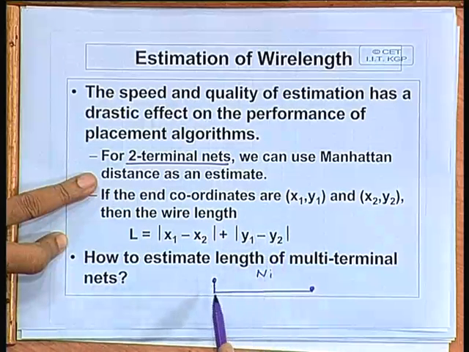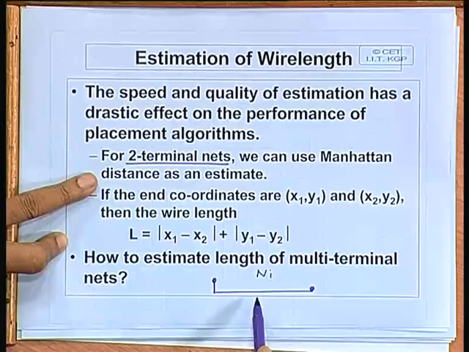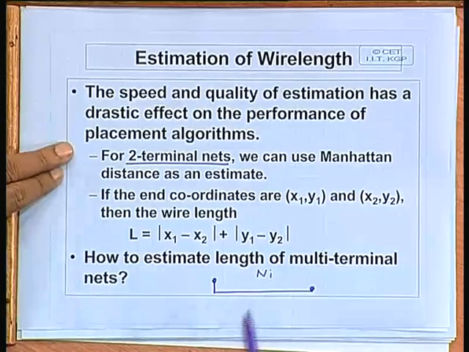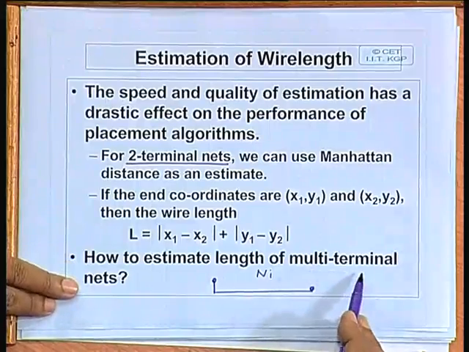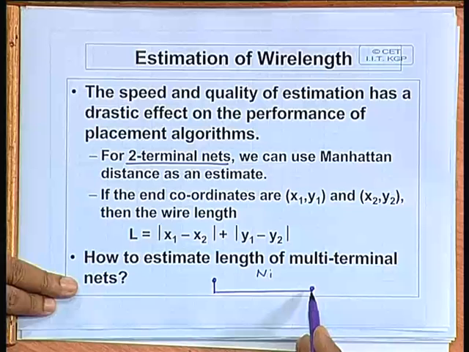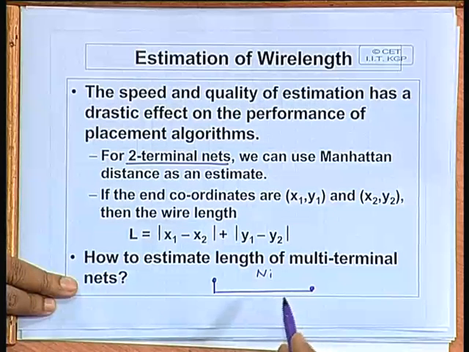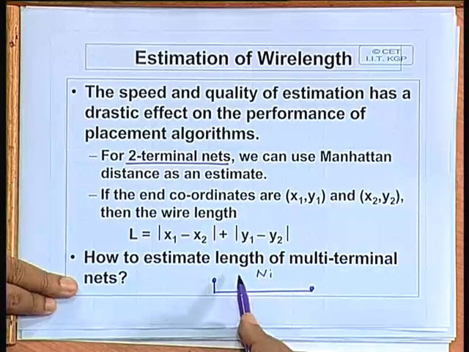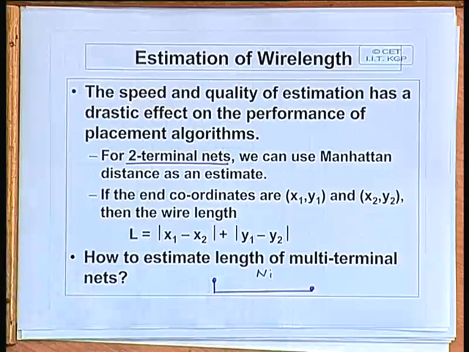Manhattan distance is used very widely in routing, because that is normally how we try to interconnect. We do not connect by diagonal lines, we connect by horizontal and vertical lines only. But the problem arises if the nets are multi-terminal in nature. If instead of 2 I have to connect 4 or 5 points in a net, how do we estimate the length? Yes, we can take them in groups of 2, we can do that, but there are other simpler ways also.